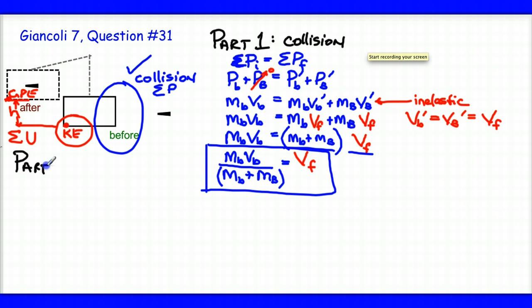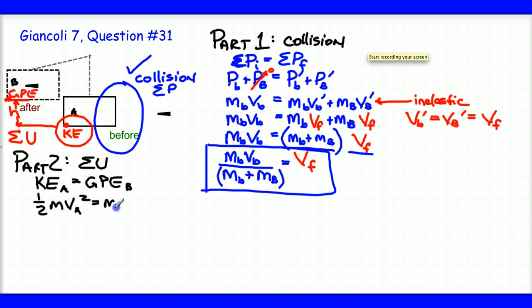Part 2 involves conservation of mechanical energy. So we know that mechanical energy is conserved in this pendulum. We can say that the kinetic energy that it has at this position, and just to make this a little bit easier, let's call that position A and let's call that position B. So the kinetic energy at position A is equal to the gravitational potential energy that it has at position B. And now I can write this as 1/2 m v at A squared is equal to m g h at B.